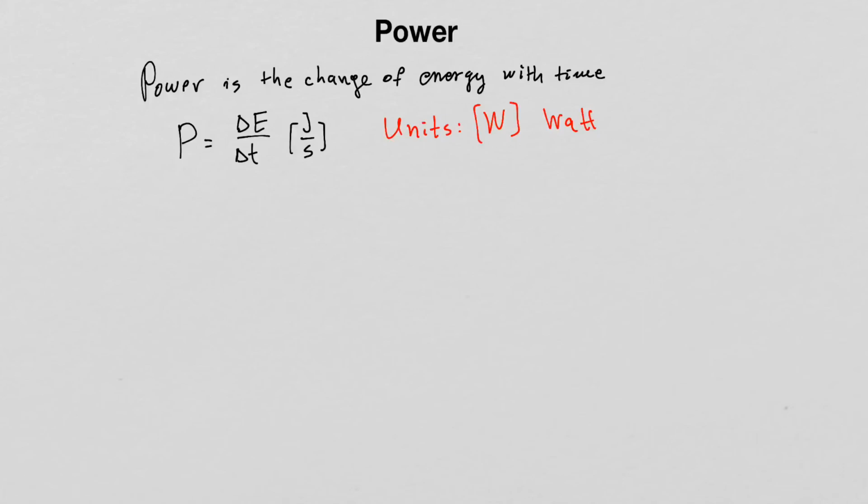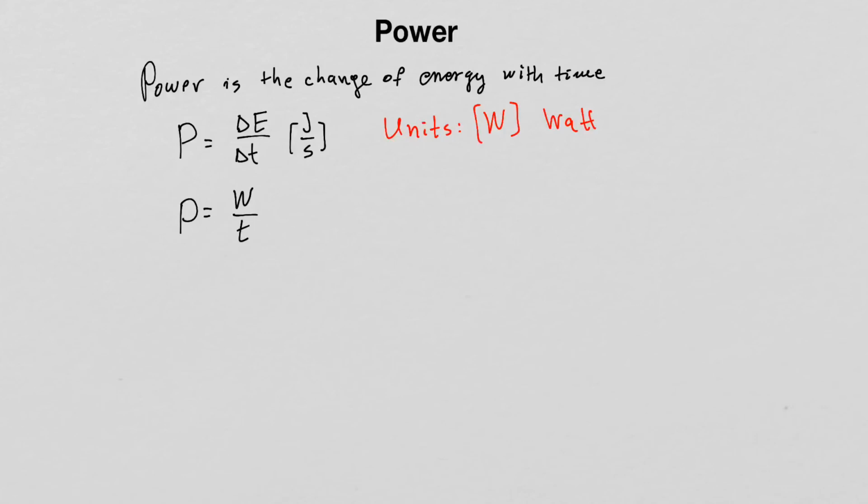We also know from the work energy theorem that the change in energy was equal to the work done by a force. So an alternative definition of power would be that the power is equal to the work done divided by the time for which the work was done. So the work done per unit time. This definition can also be interpreted as the efficiency with which work was done.